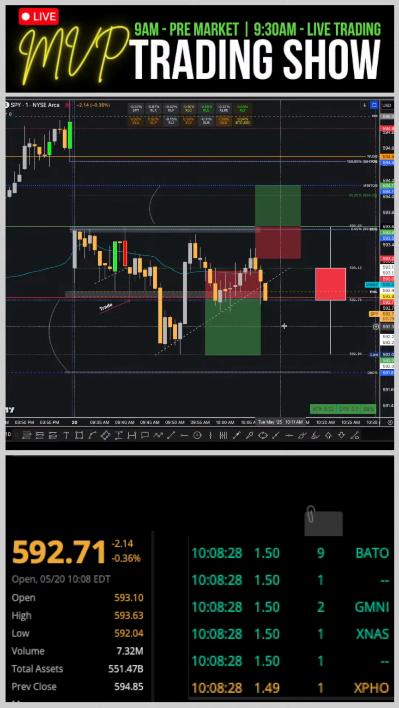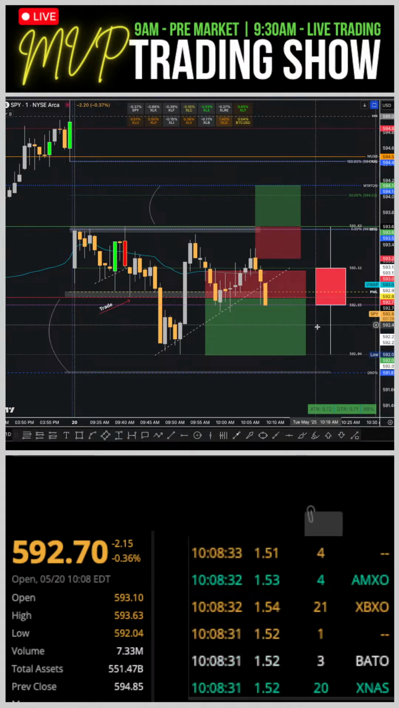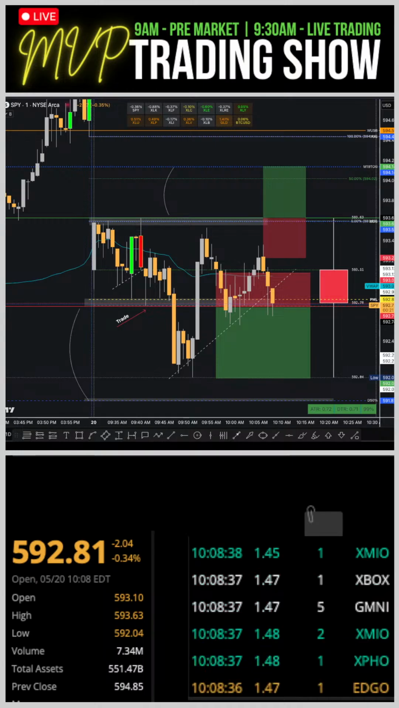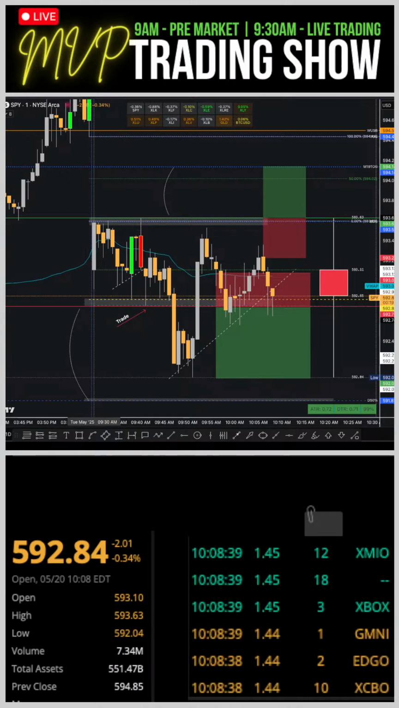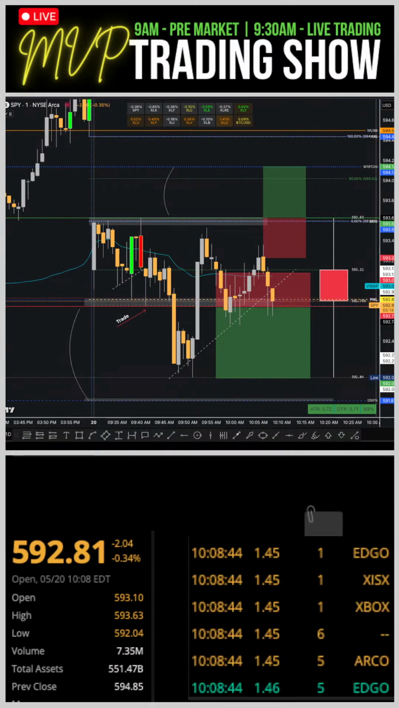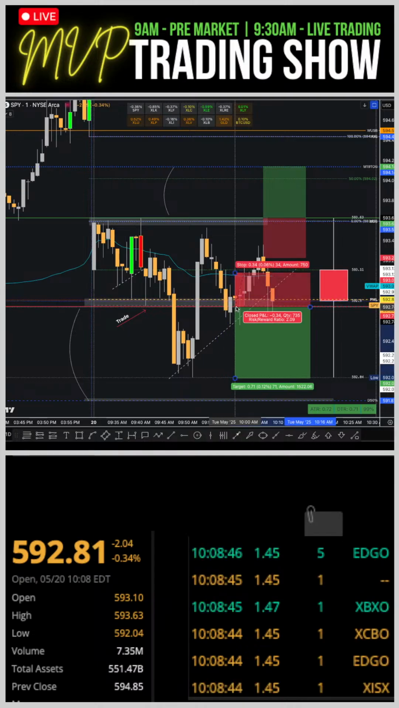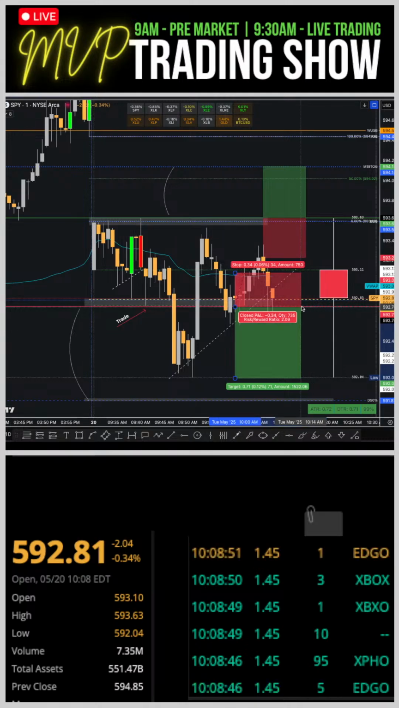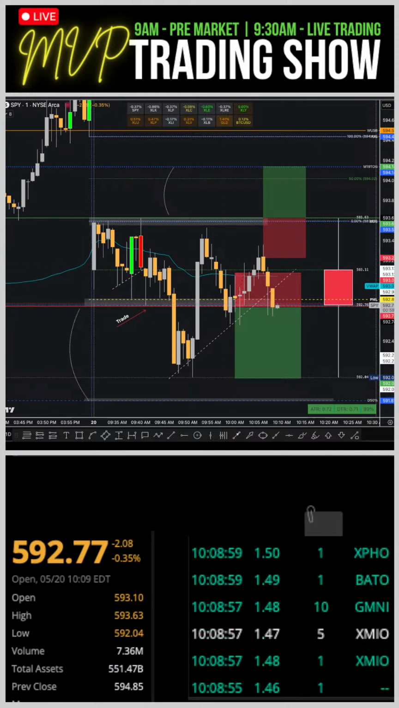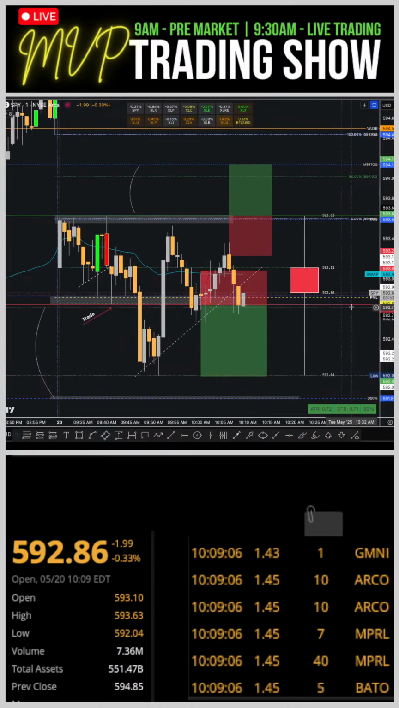Can we get that breakdown here? Inside on the hourly, VIX is showing some strength here, and if we break below that 592.75 and hold below it, there's a high risk short. Or instead of saying high risk, low probability should be the word. Low probability short. We might as well wait until 10 o'clock.